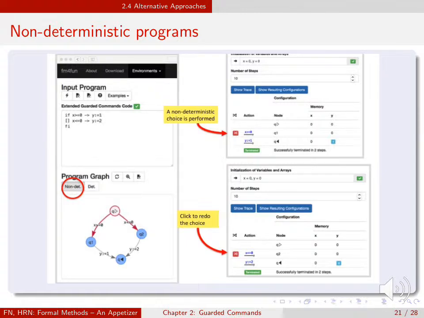the system. For a non-deterministic program, like the one shown here, the system shows a red symbol whenever it performs a non-deterministic choice. By clicking the red symbol, you can force the system to reconsider its non-deterministic choice.